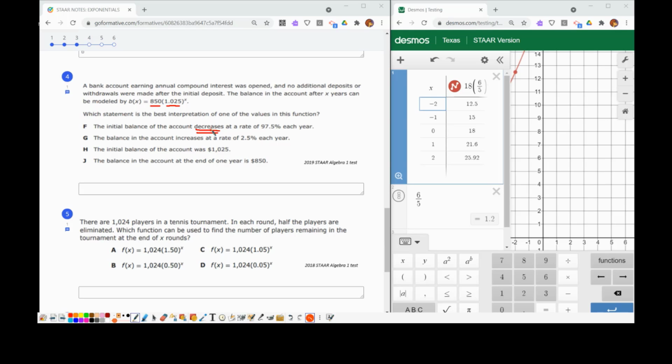So that's incorrect, because if it's bigger than 1, that means I'm going to have an increasing function. Okay, let's look at letter G. The balance in the account increases at a rate of 2.5%.